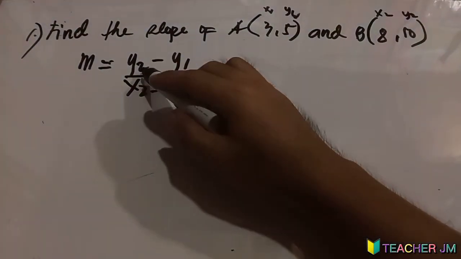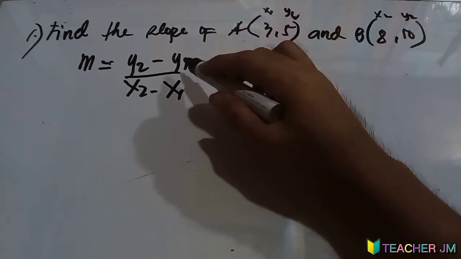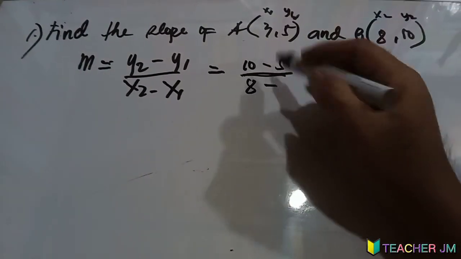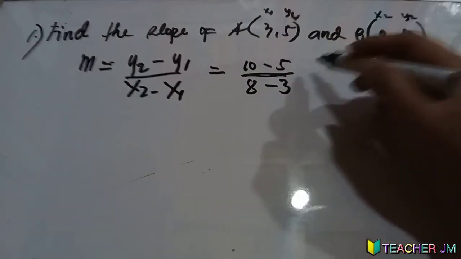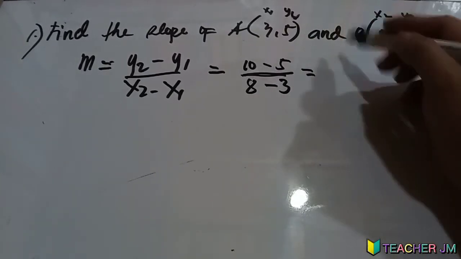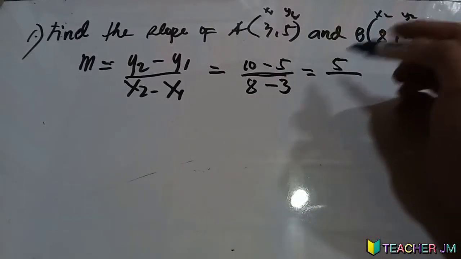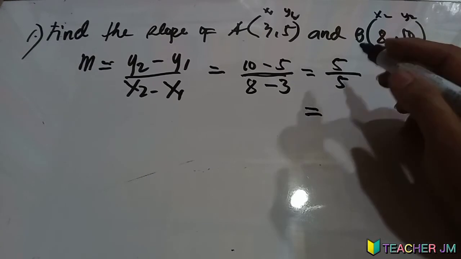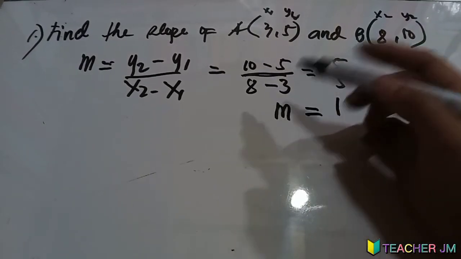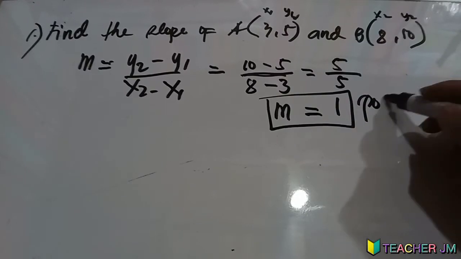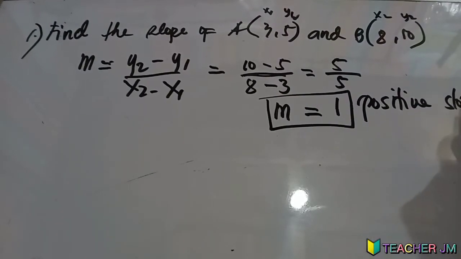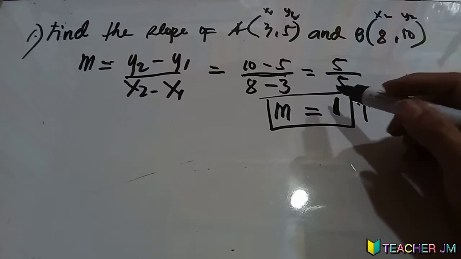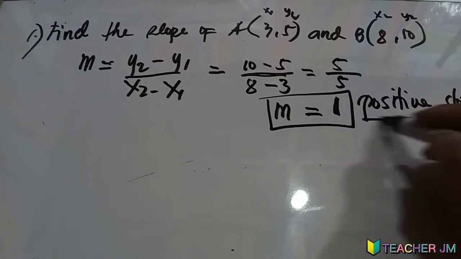So, substitute Y sub 2 is meron tayong 10 minus Y sub 1 is meron tayong 5, all over X sub 2 is meron tayong 8 minus our X sub 1 is meron tayong 3. Subtract, simplify, so 10 minus 5 that is meron tayong 5 over 8 minus 3 that is what? 5. Then 5 divided by 5 that is 1. So, ibig sabihin, our slope is what? A positive slope. Kasi kung i-graph natin to, i-point natin to, ibig sabihin dito ay positive. So we have a positive slope.